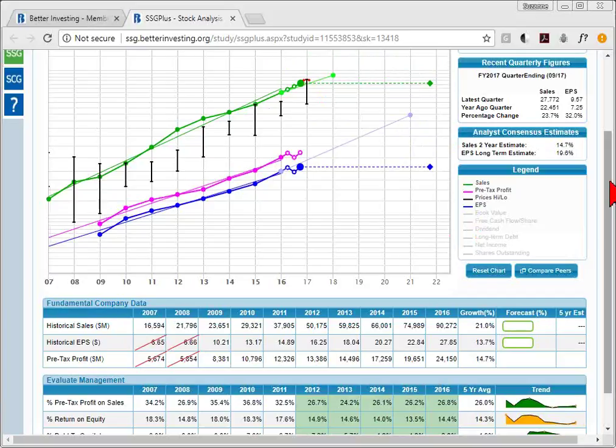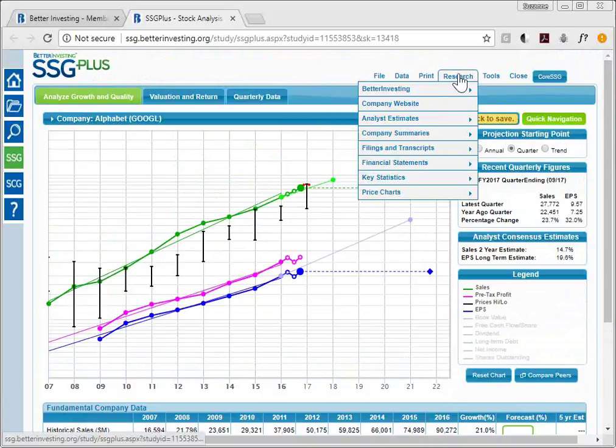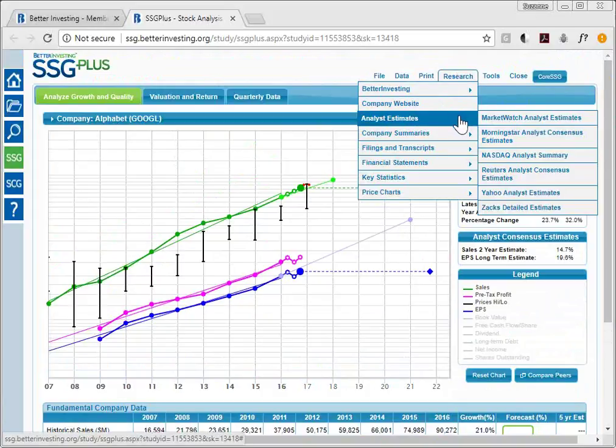Let's take a look at what sales estimates are. Now, I'll tell you, I've seen various sales estimates for this company. The Morningstar ACE estimate is 14.7. I'm going to bring in also a couple of research links here where you can go look at other estimates. So if I mouse over research and go to analyst estimates, we have another set of estimates that are potentially at our disposal.